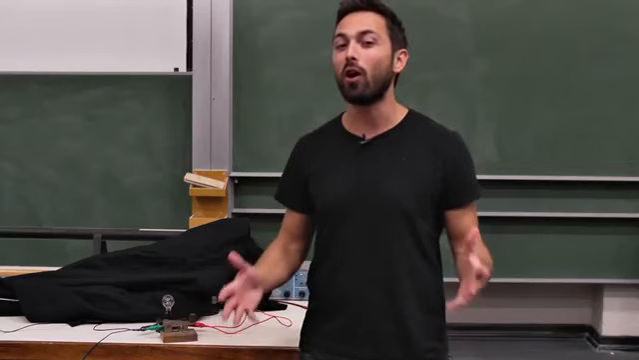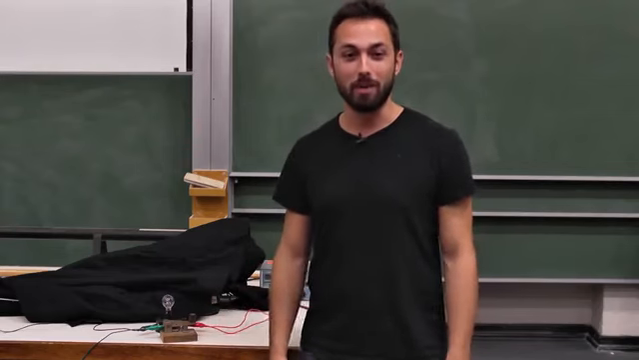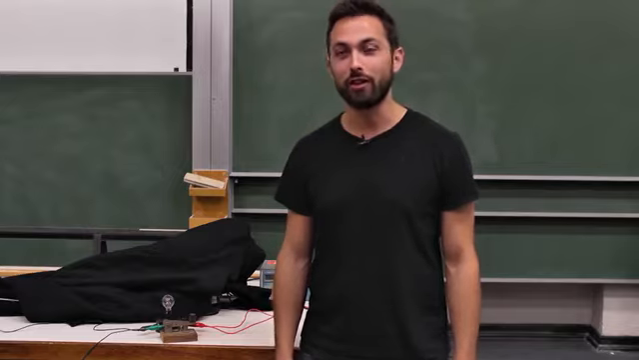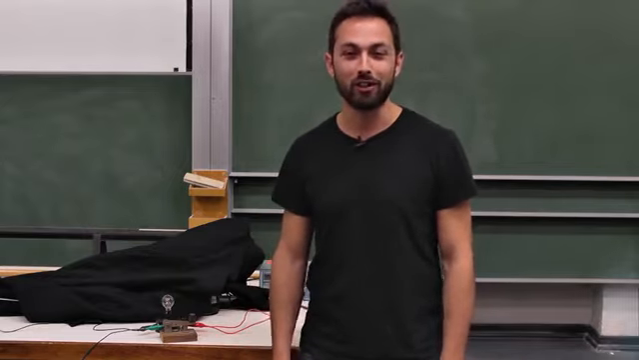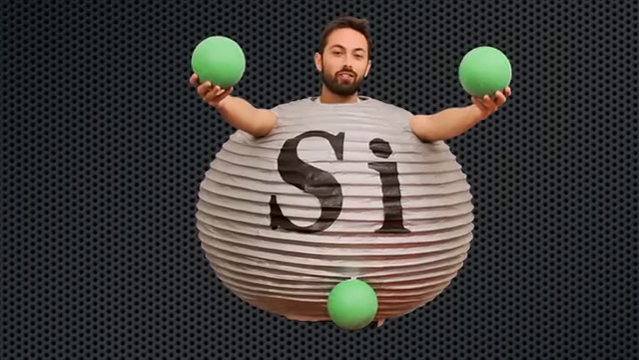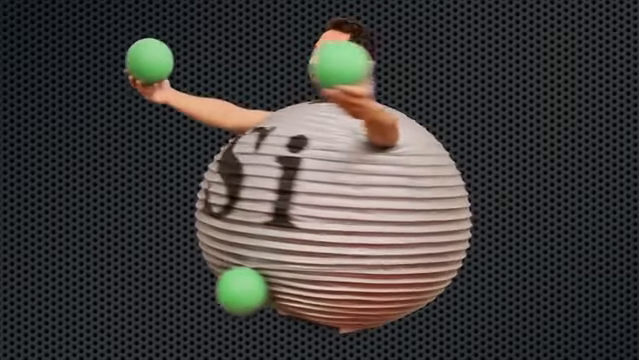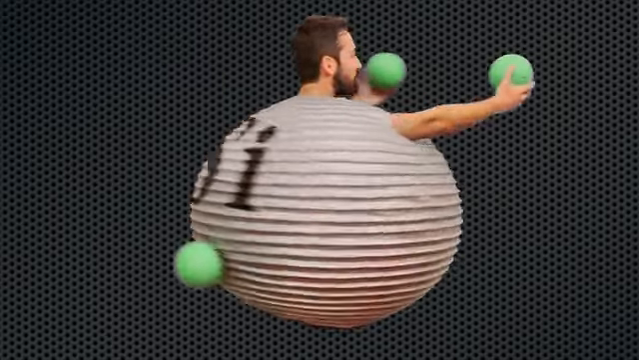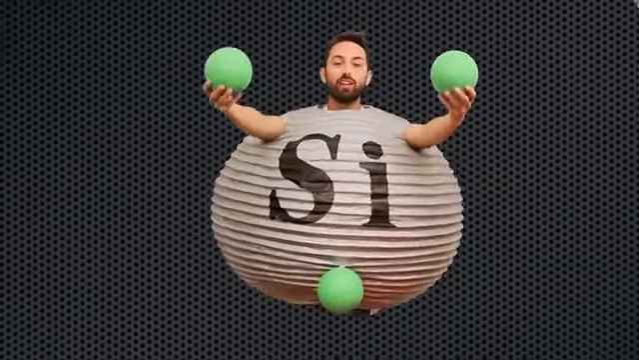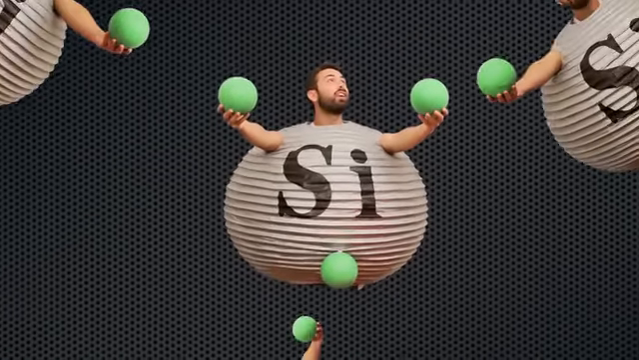Well, this is all thanks to the miracle of semiconductors. Or rather, I should say the science of semiconductors. Pure silicon is a semiconductor, which means it conducts electric current better than insulators, but not as well as metals. And this is because an atom of silicon has 4 electrons in its outermost or valence shell. And this allows it to form bonds with its 4 nearest neighbors.